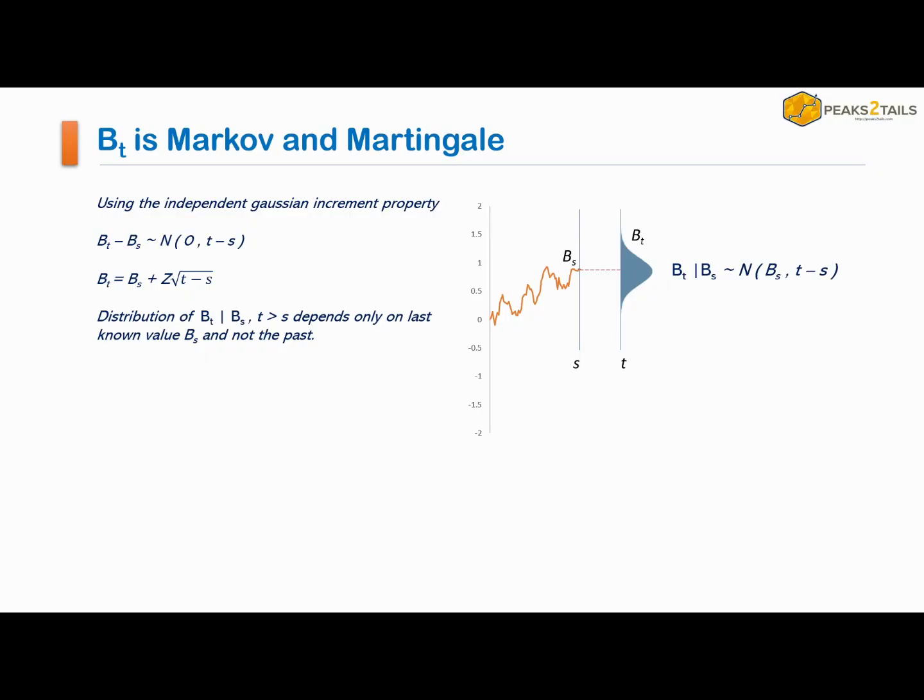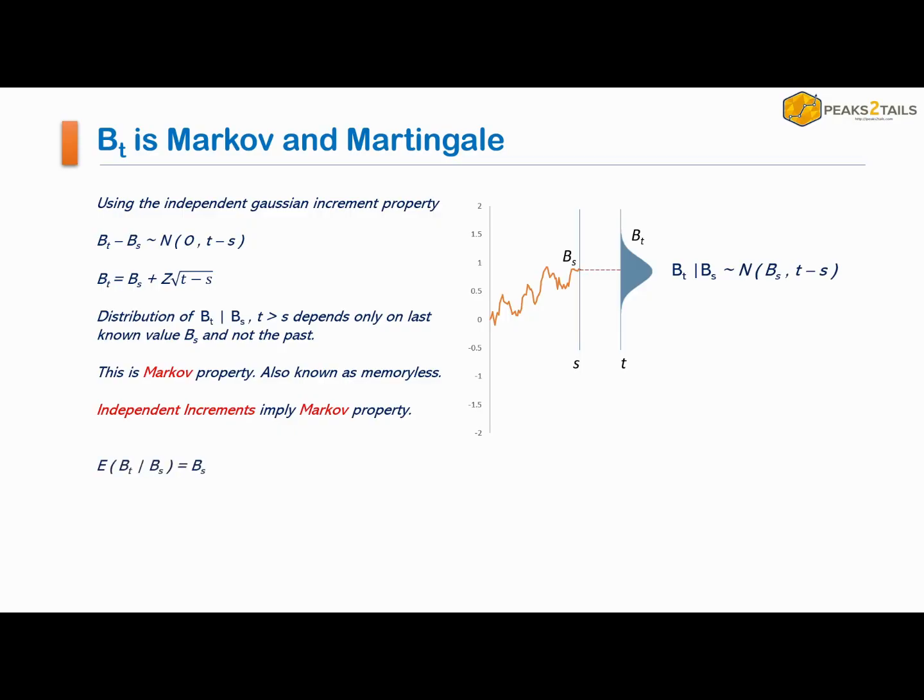or the past values. So this is called Markov, and this is also memoryless. It has no memory. It does not matter how you got to Bs. All that matters is where you are at today, or at time s, and that only determines the future distribution. Similarly, we also know that this Markov property is enforced because of independent increments. So whenever we have a stochastic process that has independent increments, that implies Markov. Reverse is not always true, but independent increments will imply Markov property.